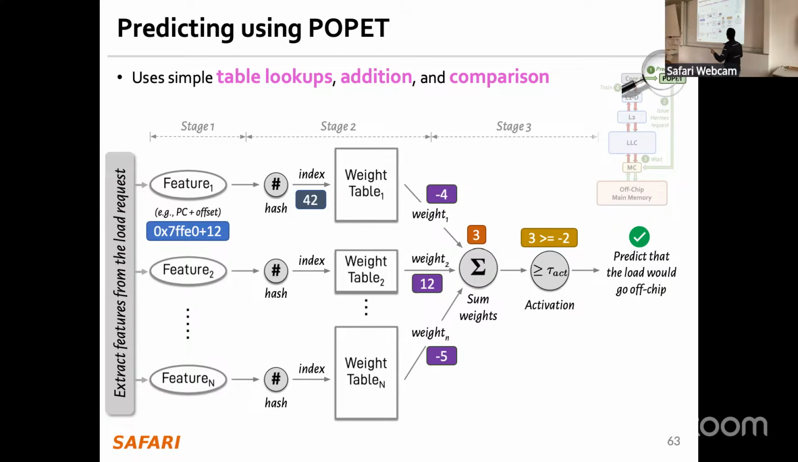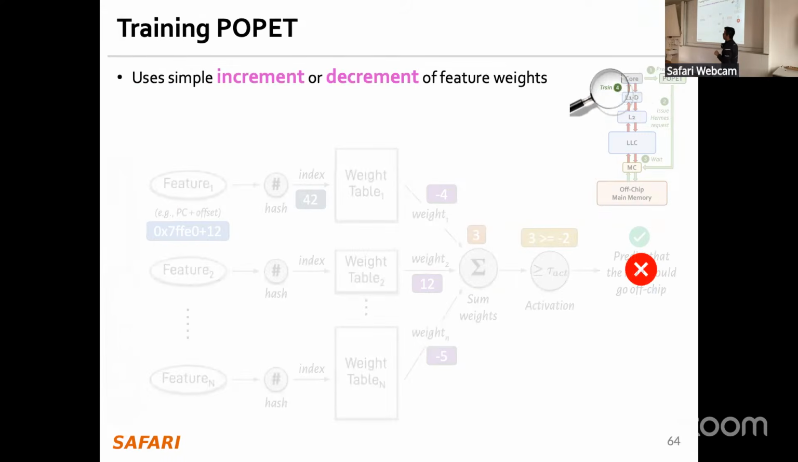The answer is no. Let me give you one example of how exactly the training happens. Let's say you have a load request. You went through all of this and predicted that it would go off chip. But in reality, let's say it did not go off chip. So what does this mean?